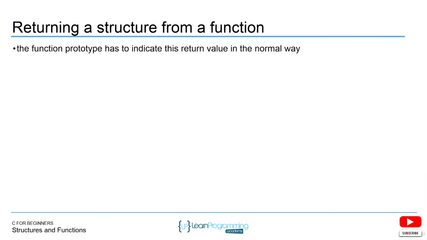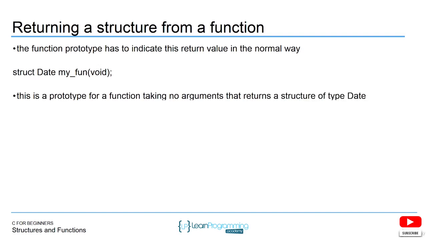If you want to return a structure from a function, the function prototype has to indicate this return value in the normal way in the declaration. So here you'd have to say struct date myfun, pointer or not pointer, it doesn't matter. This is a prototype for a function taking no arguments that returns a structure of type date. Very easy to return a structure from a function.